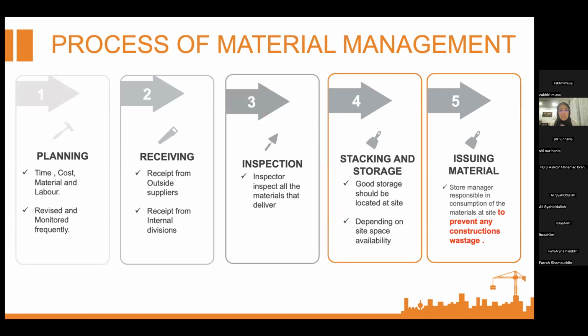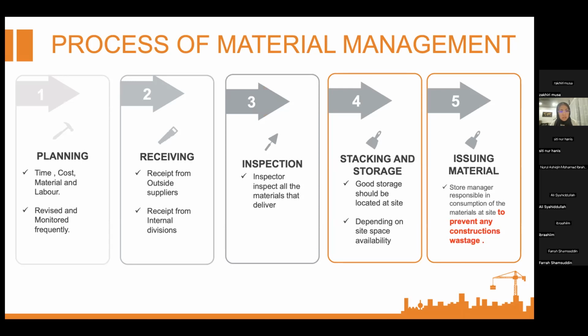Okay, now I will proceed to the process of material management. So the first one is planning. There are 4 major types of planning at site, which include time, cost, material, and labor. The planning stage should be revised and monitored frequently in order for the work to progress accordingly.